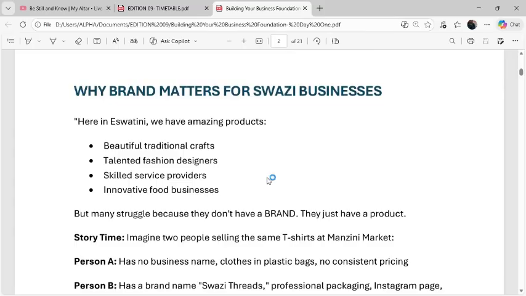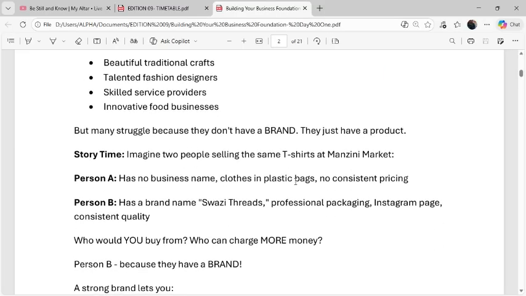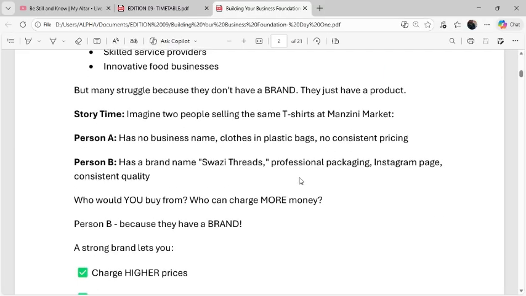So if you are here, I'm definitely going to give you all these things without any problem. So let's move now. Let's look at these two. Imagine there are two people who are selling the same t-shirts in Swaziland, in Manzini market. Person A has no business name. The clothes are in a black plastic bag, and there is no consistent pricing. Then person B has a brand name, which is Swazi Trends. They have professional packaging, an Instagram page, and their quality is consistent.